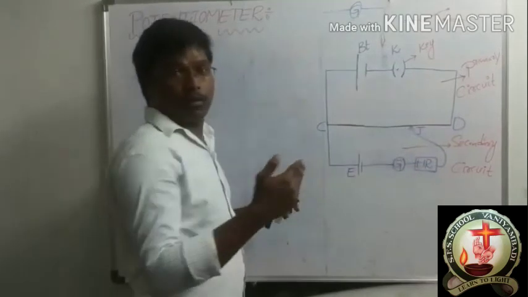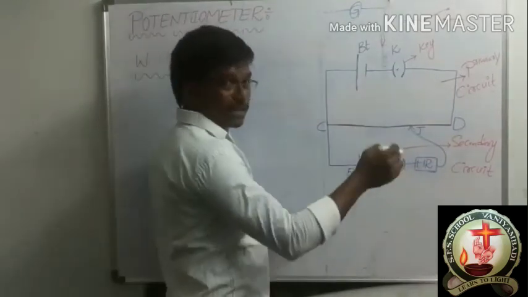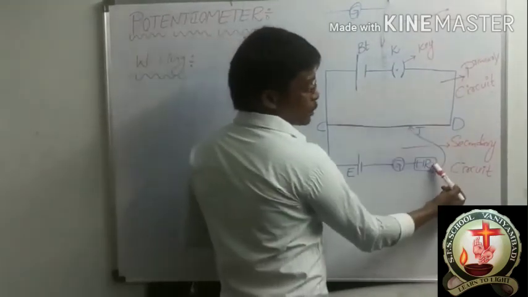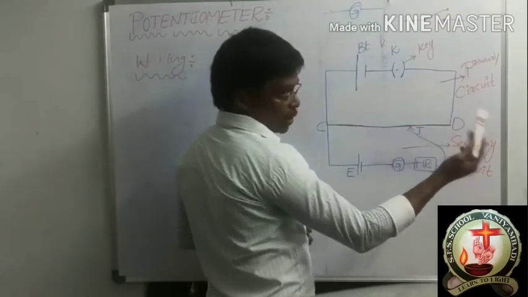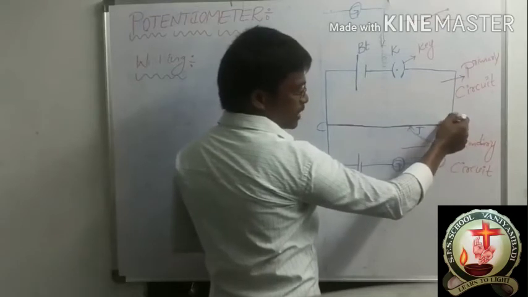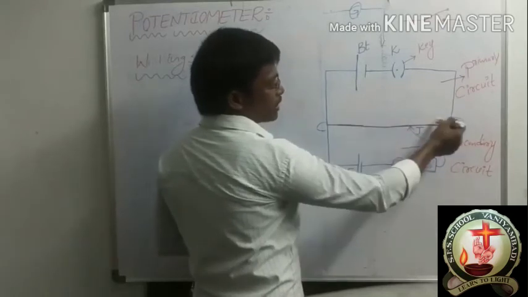Okay, so you have to understand easily that the jockey is nothing but a movable part. Suppose this is the electrical wire. That wire is not a wire only, we are calling it a jockey. That means this jockey is movable. Anywhere we can touch this potentiometer wire.